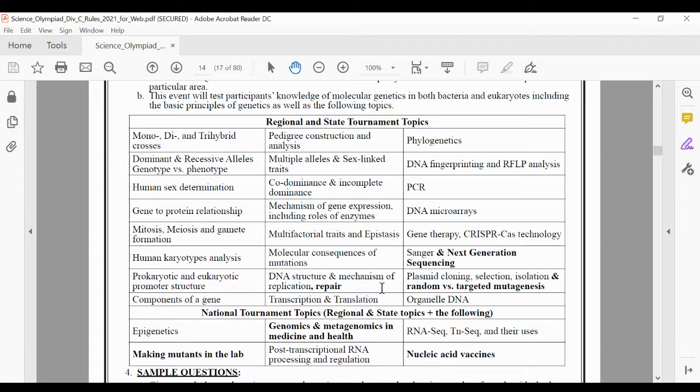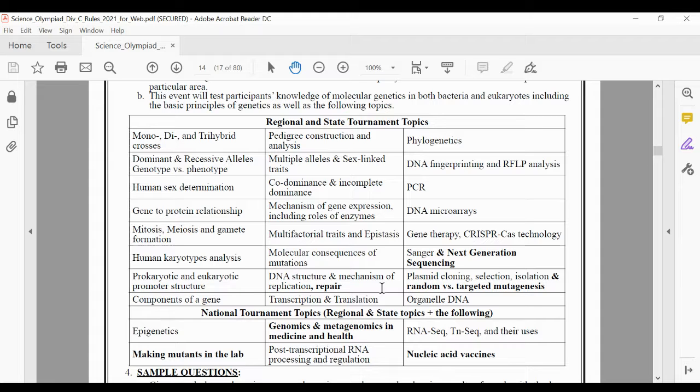Make sure you're familiar with prokaryote and eukaryote promoters and the components of a gene. So that would be exons and introns and enhancers and all of those things that make up a gene in both prokaryotes and eukaryotes. Be able to interpret or draw a pedigree, and make sure that you know the difference between multiple alleles, and that would include allelic series. So most genes have many alleles associated with them, so make sure you know what alleles are and what it means for an allele to be dominant or recessive.